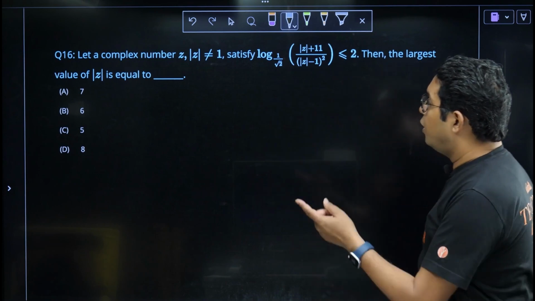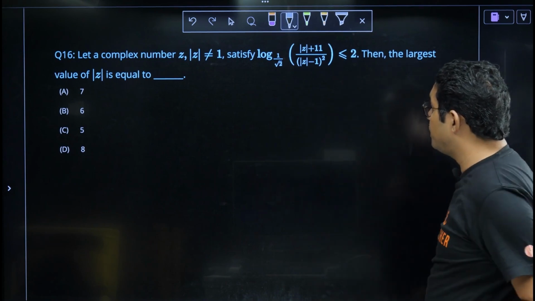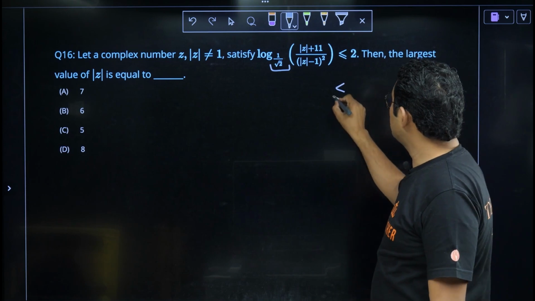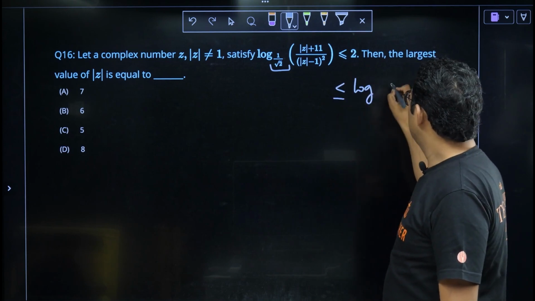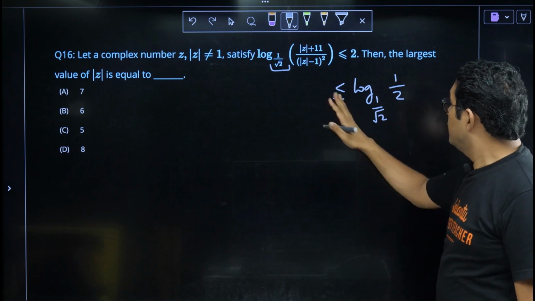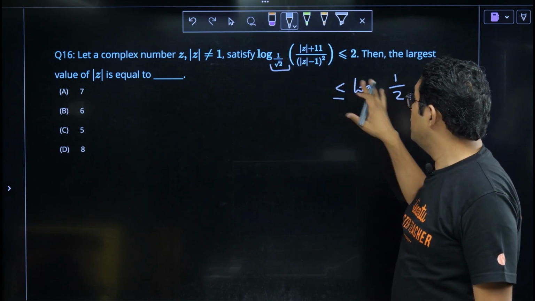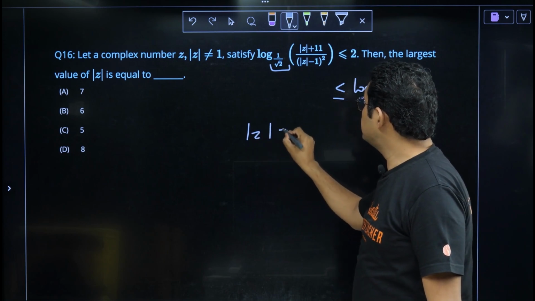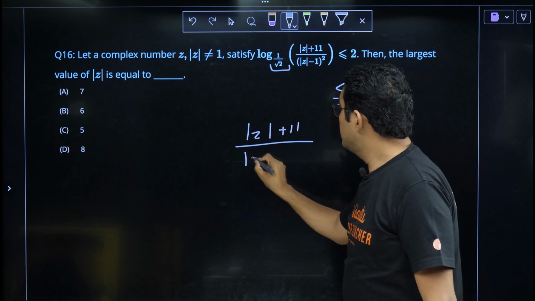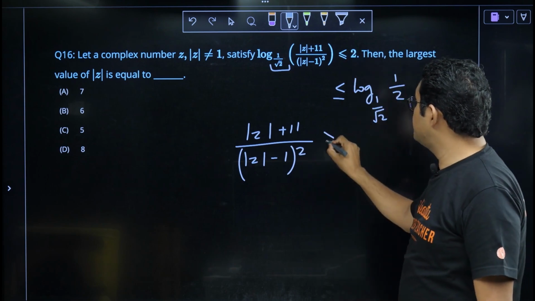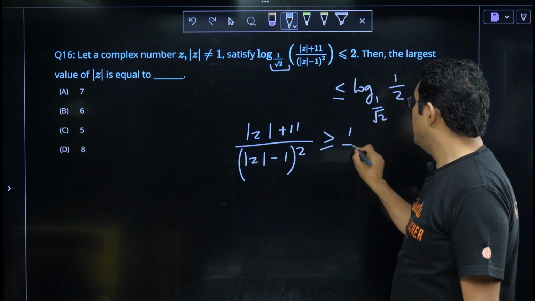Here we are given a complex number z satisfying this inequation. Now please see, this is less than 1. I can write this 2 as log of 1 upon 2 base 1 upon root 2. Now because both sides are having log of the same base, we can remove log. So we will be getting (mod z plus 1) upon (mod z minus 1) whole square, but here the sign will change. It was less than, now it will be greater than 1 by 2.